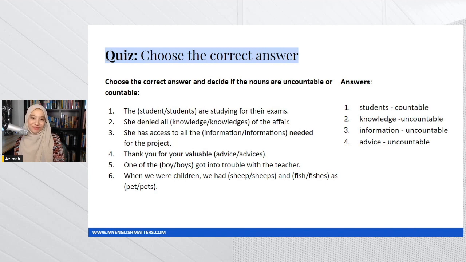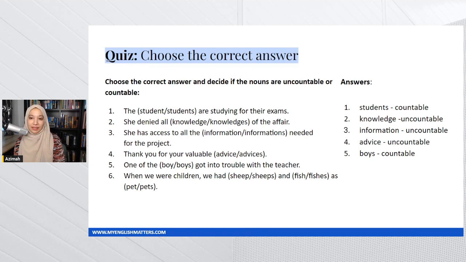Number 5, okay, when we say one of the, I mean one of the many things, which means that for number 5, it's one of the boys got into trouble with the teacher. So I'm saying one boy, but I'm saying one from the many of the boys, of the many boys. So that's a tricky one.